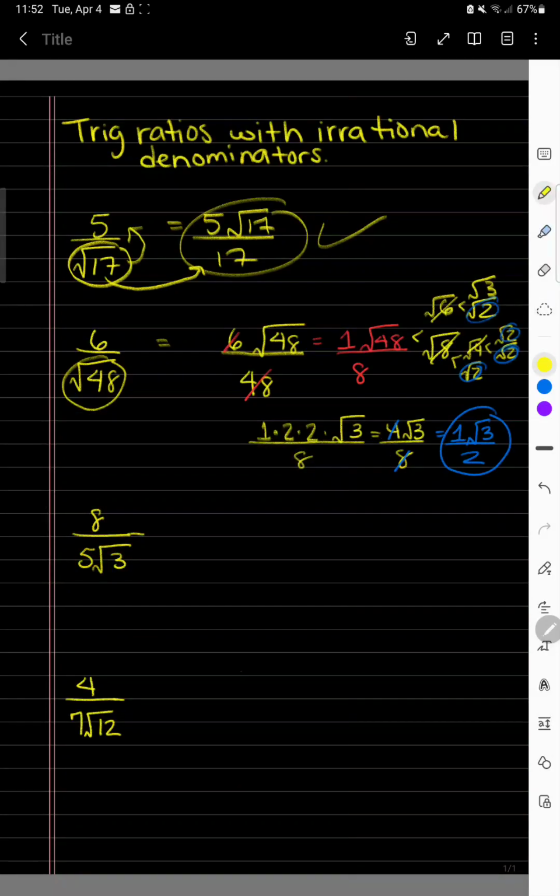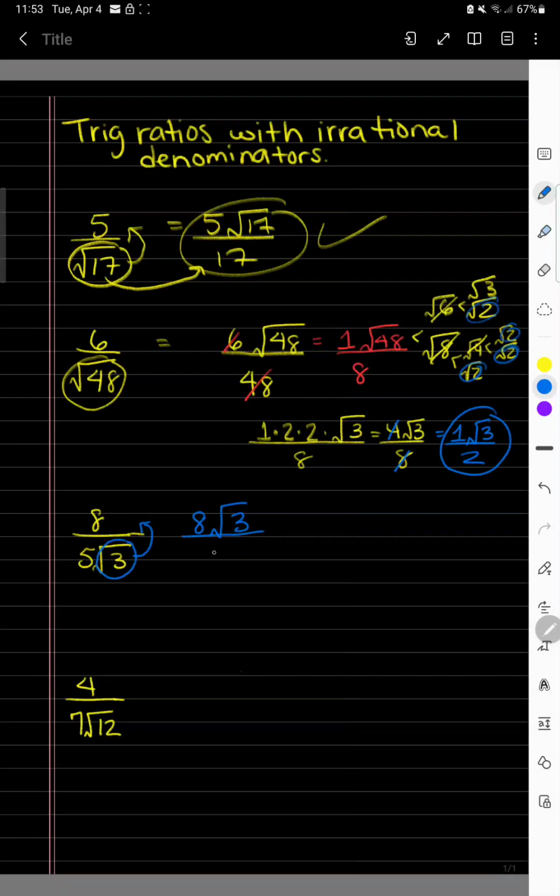Okay, so again, there's 2 ways to do it. We can break down the inside first if it can be. If not, then we just skip to moving it. In this case, 3 cannot be broken down, so we're going to bring up that square root. So we have 8 square root of 3.